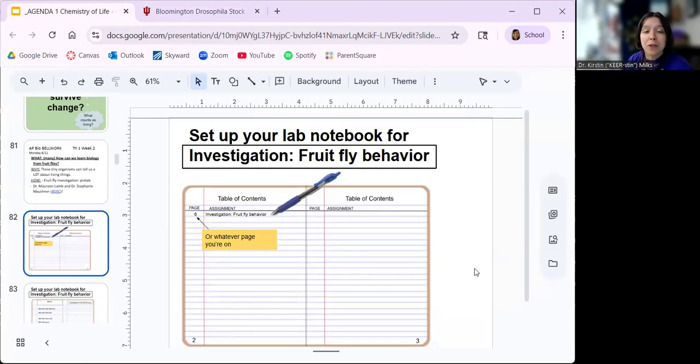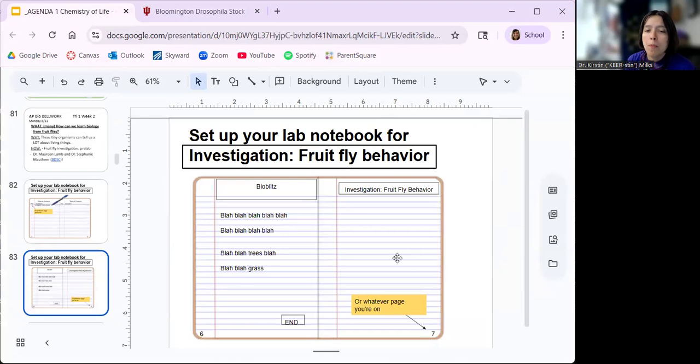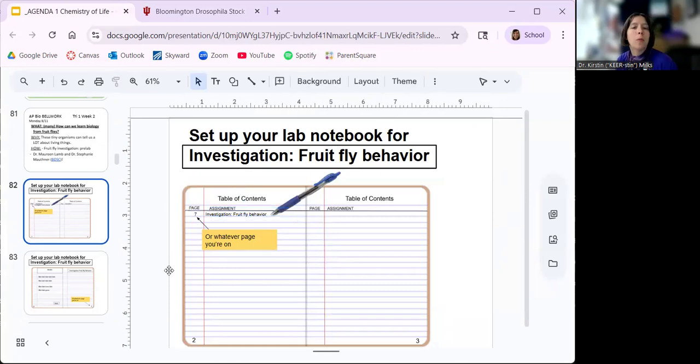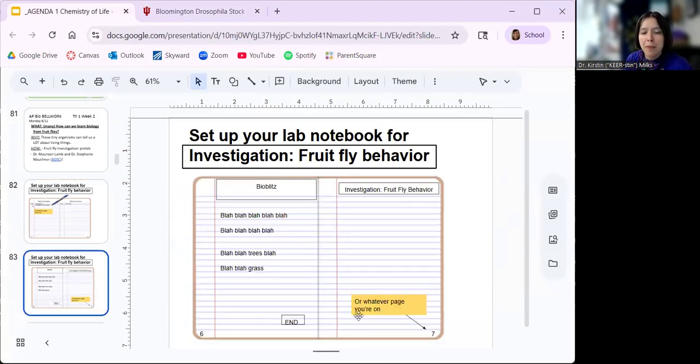So even if you are not with us today, you're going to set up your lab notebook for investigation fruit fly behavior. This means going to the table of contents and writing the title, then finding the next available blank page, figuring out what number it is, and writing that number. In my example, it's 7, so I should make that 7 here. That'll be the next available blank page. And so after you've done this, you're going to head to that available blank page, and you're going to write investigation fruit fly behavior. So please pause the video and make that happen. Make yours look like mine.